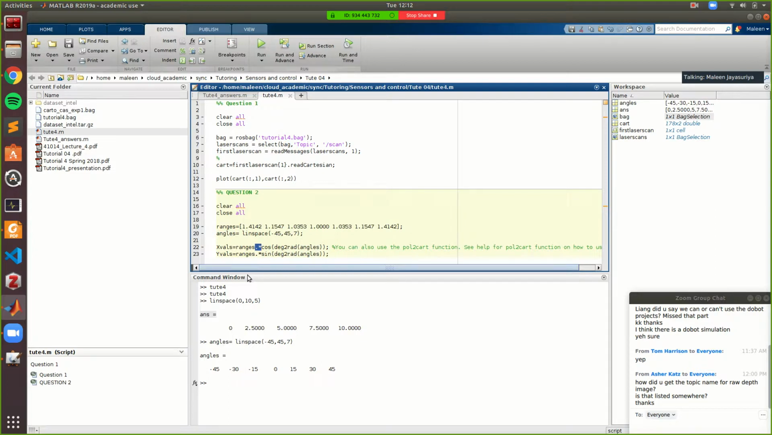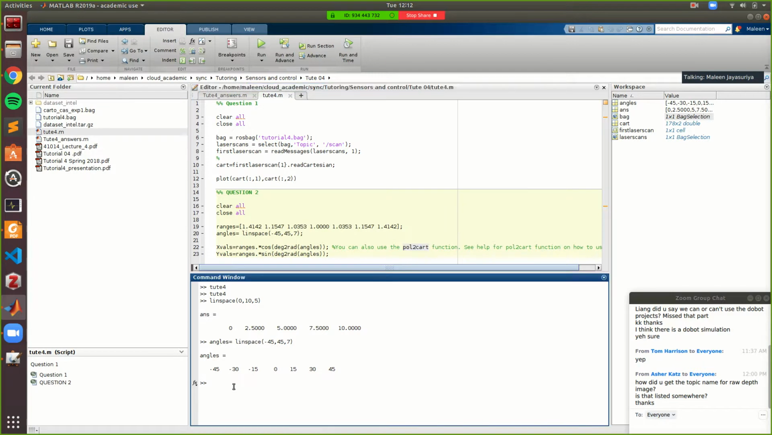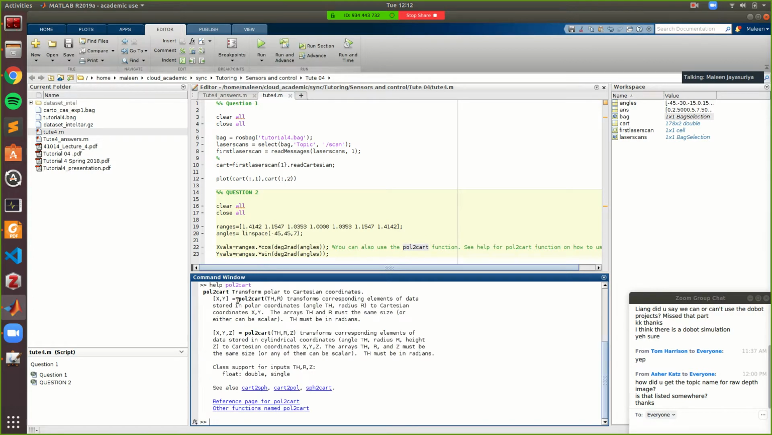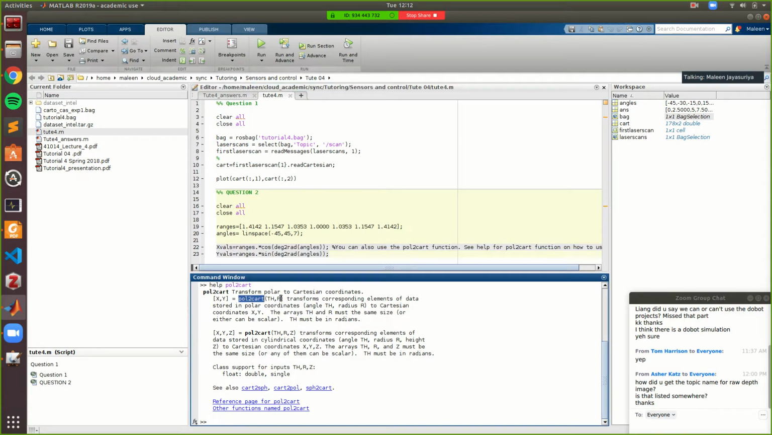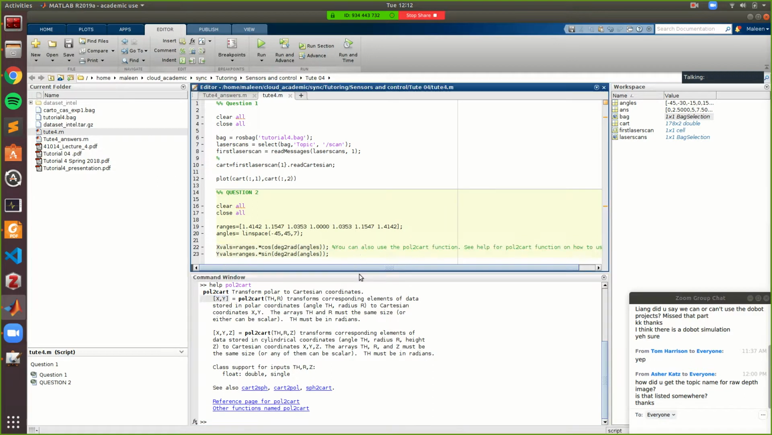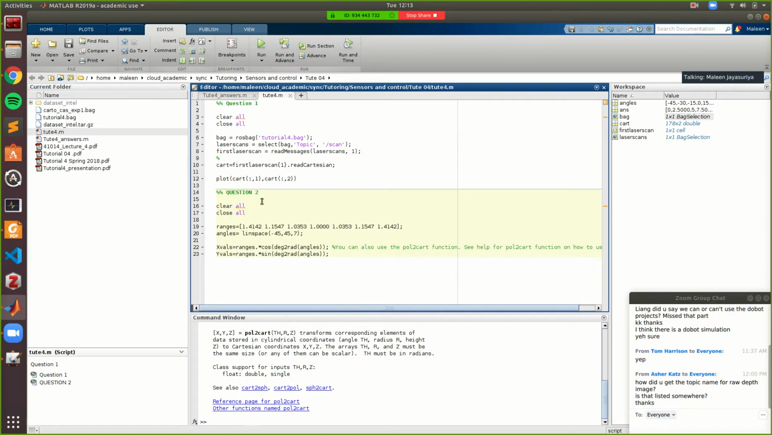Instead of matrix multiplication. Also, there's this comment that I put here that you can use the pol2cart function, right? So instead of actually multiplying each of these ranges by the cos and sine values of these angles, there's also a MATLAB function called pol2cart, right? So if I say help pol2cart, what I get is how to use this function. What it does is it transforms polar coordinates into Cartesian coordinates. Essentially, it's doing the same thing as this multiplication, but you can, if you want, use this function straight away and just give the ranges and the angles, and it will give you the Cartesian coordinates out straight away, right? So you have that option as well.